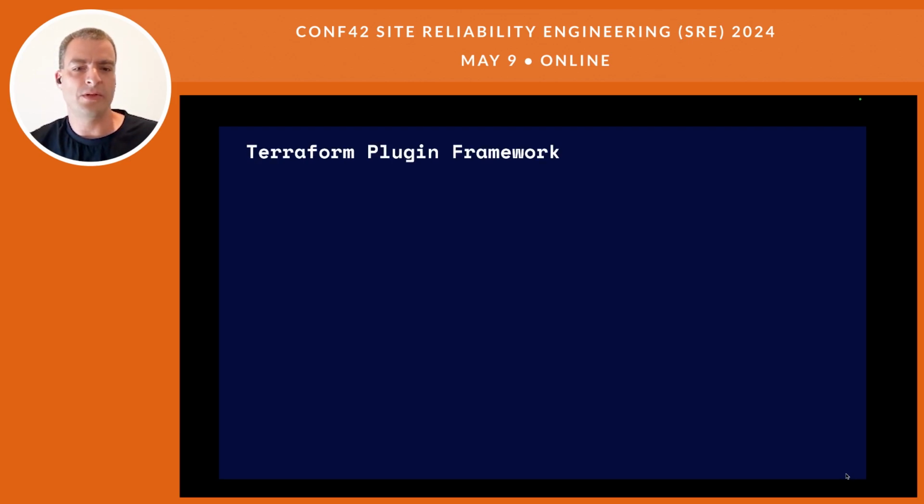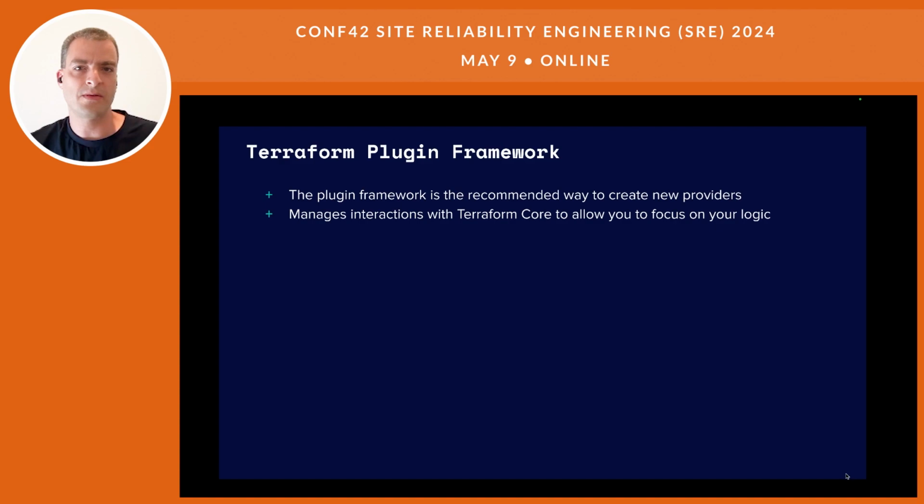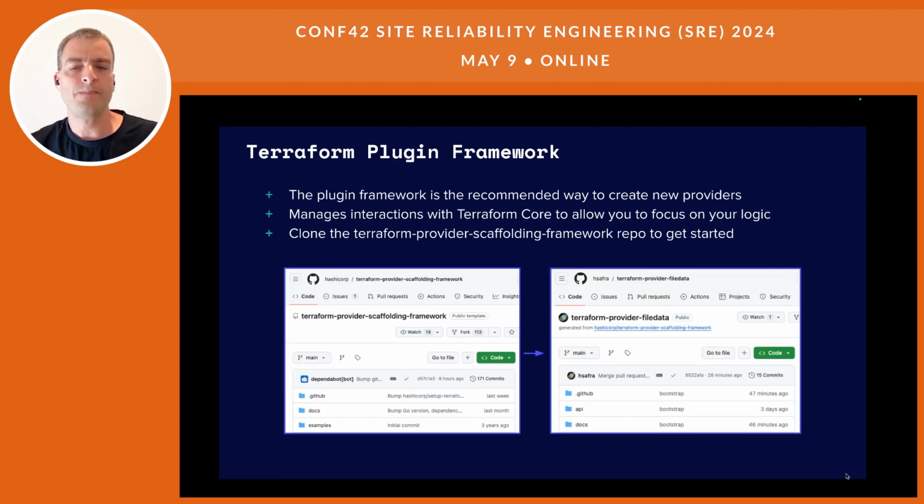After you understood the API that you work on, in the documentation, the documentation will point you to creating providers with the plugin framework. And this is actually the correct and recommended way to create new providers. It abstracts a lot of interactions that need to happen with Terraform core and allows you to focus on your logic. You start by cloning the Terraform provider scaffolding framework repo to your GitHub profile, and then you can tweak it and customize it from there.